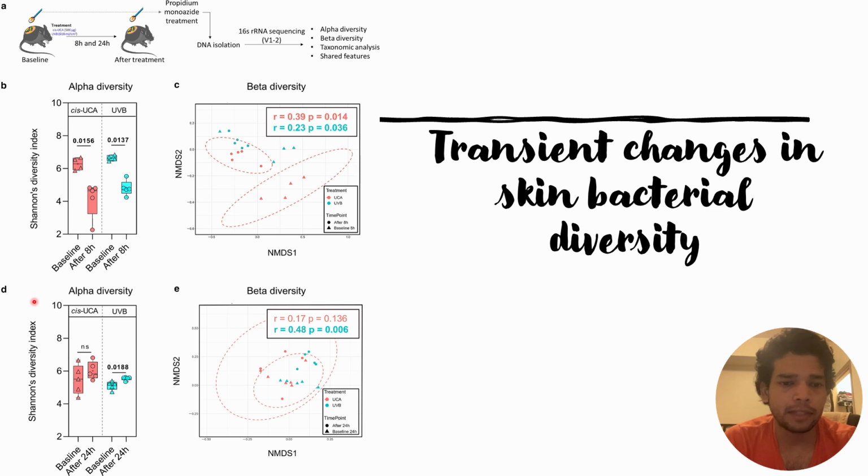And when they compare the baseline signals with the 24-hour signals, they see that at 24 hours the Shannon diversity index for the cis-UCA treated mouse models has again reached the baseline level, and the difference is non-significant. But for the UVB exposed mouse models, the difference is statistically significant, although it reached close to the baseline levels, the difference is still statistically significant.